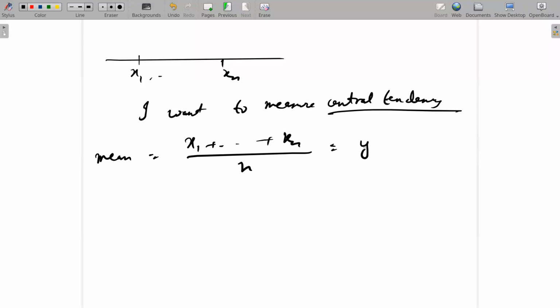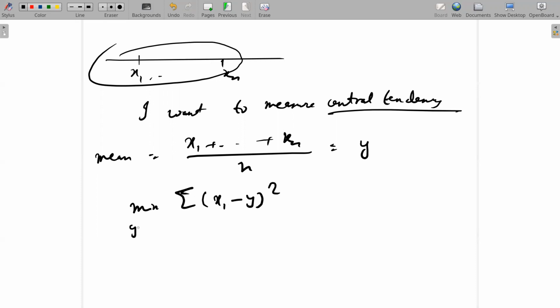If I call this y, if the mean is y, it is actually solving a certain optimization problem. What is that optimization problem? I want to approximate all of these numbers by one number, which will be a representative of all these numbers. So I want to find a number y in R that minimizes the sum over i equals 1 to n of (xi minus y) squared.